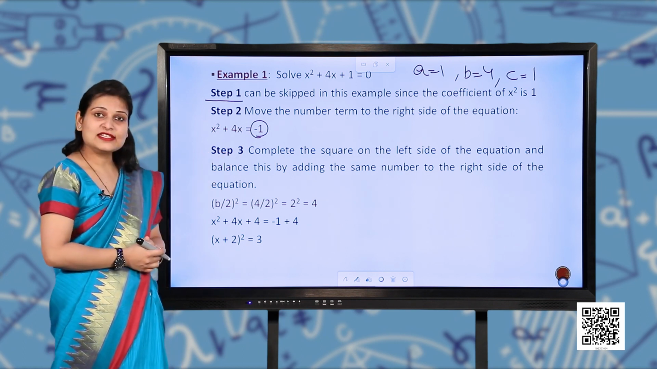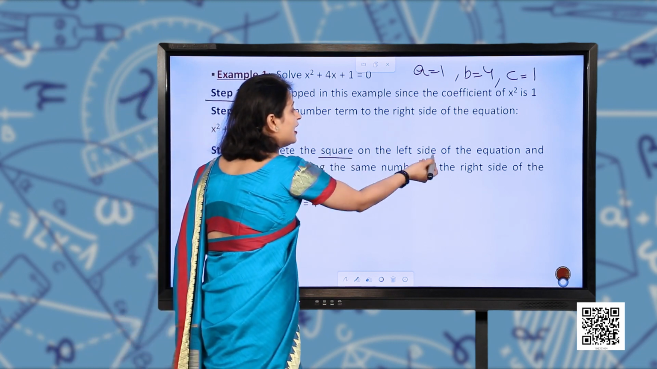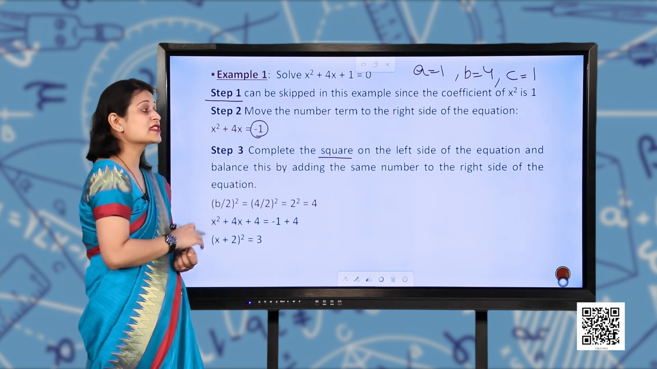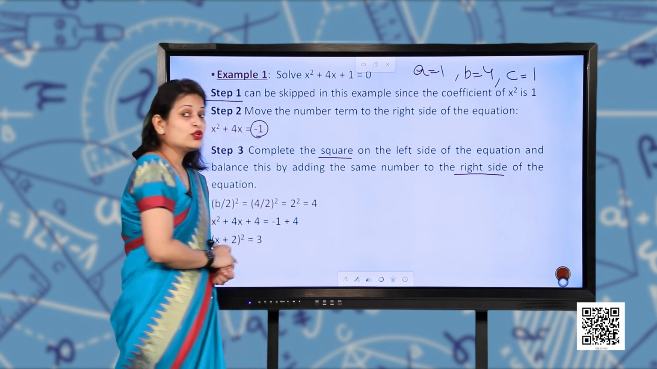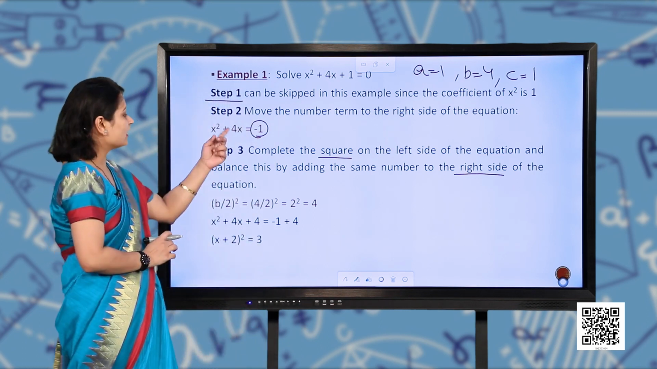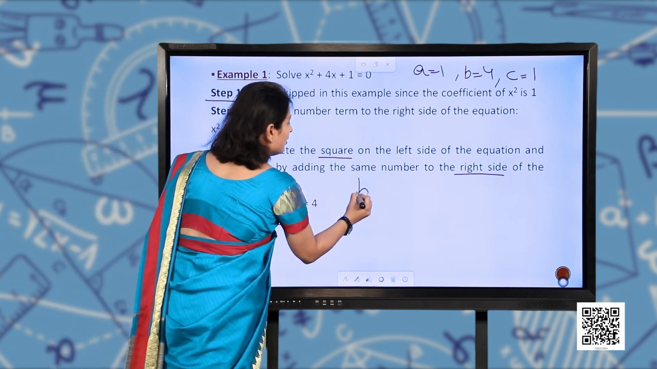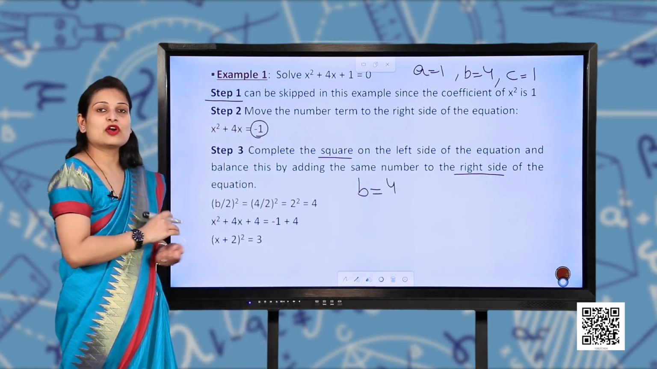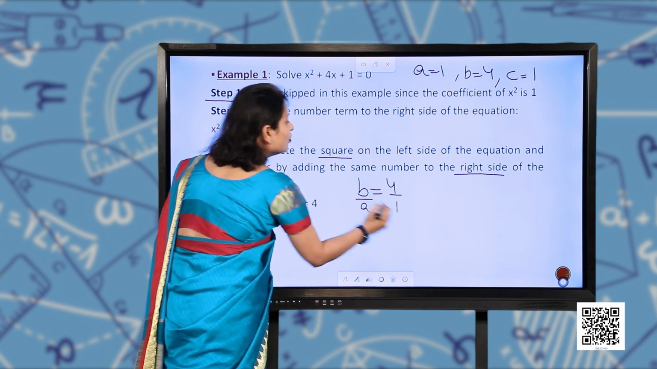Now, step 3. What we have to do in step 3? Complete the square on the left side of the equation and balance this by adding the same number to the right hand side. So you have to consider the coefficient of x here. What is the coefficient of x? Means what is b? b is 4, or you can say what is b by a? b by a is also 4.